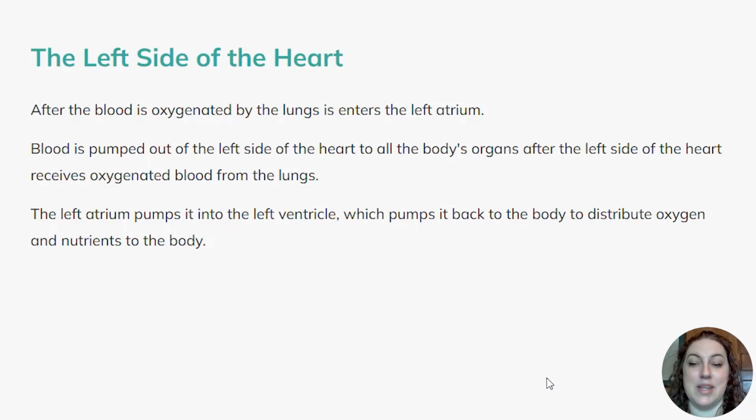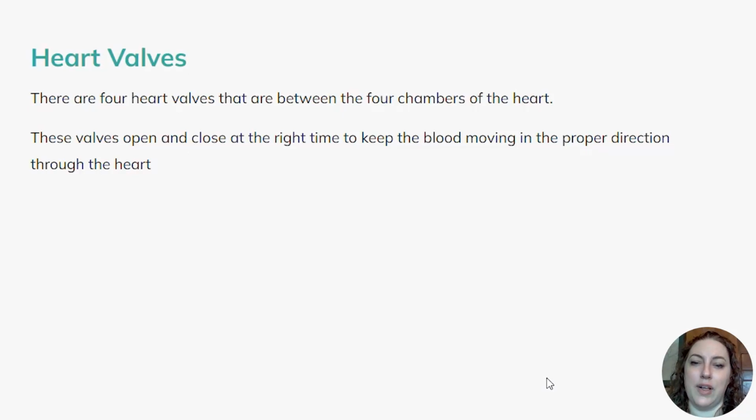The blood is pumped out of the left side of the heart to all the body's organs after the left side of the heart receives oxygenated blood from the lungs. The left atrium pumps it into the left ventricle, which pumps it back to the body to distribute oxygen and nutrients to the body. There are 4 heart valves that are between the 4 chambers of the heart.